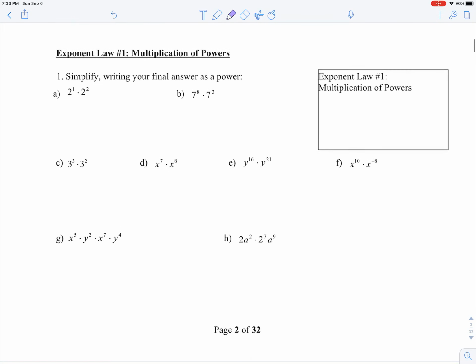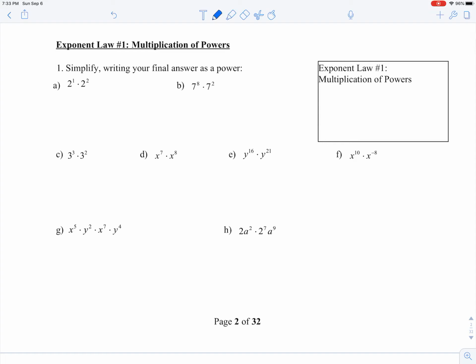We're going to move on to exponent law 1. And I'm going to write over here in the box that exponent law 1 is when 2 powers have the same base, you add the exponents. 2 powers with the same base, and if they're being multiplied, then you're going to add the exponents.